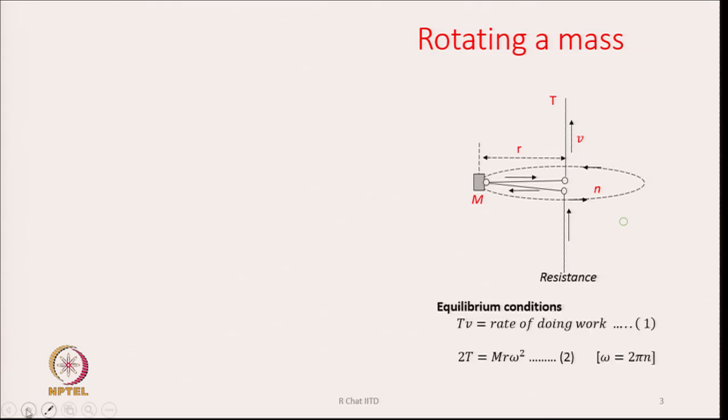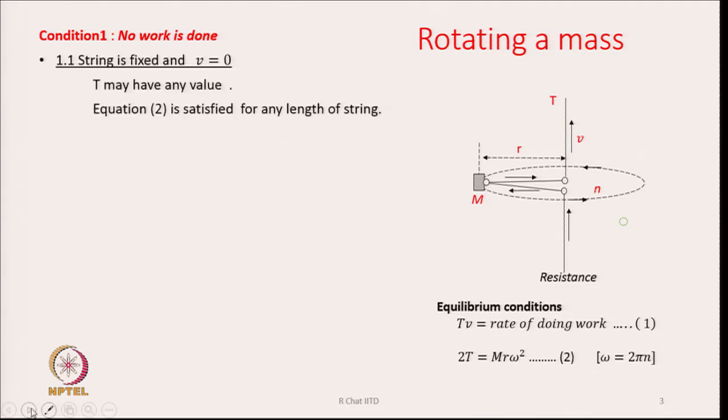Now, we will discuss two different conditions. Condition number 1, that is no work is being done. So, there is no work being done, that means the right hand side of equation 1 is going to be 0 if I am not doing any work.